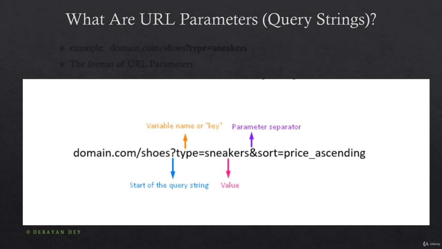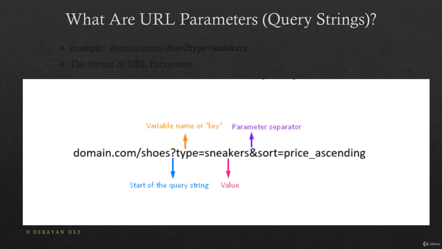For example, in the figure, we can see a URL that is domain.com/shoes?type=sneakers. The format of the URL parameters. Now let's quickly go through the format. Upon first look, you might just see a random string of letters, numbers, and symbols. But once you understand the anatomy of the URL parameter, you will be able to make sense of these long strings of code.